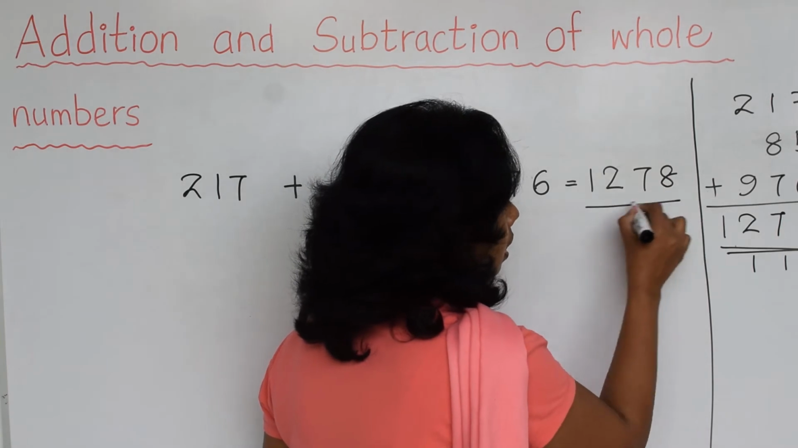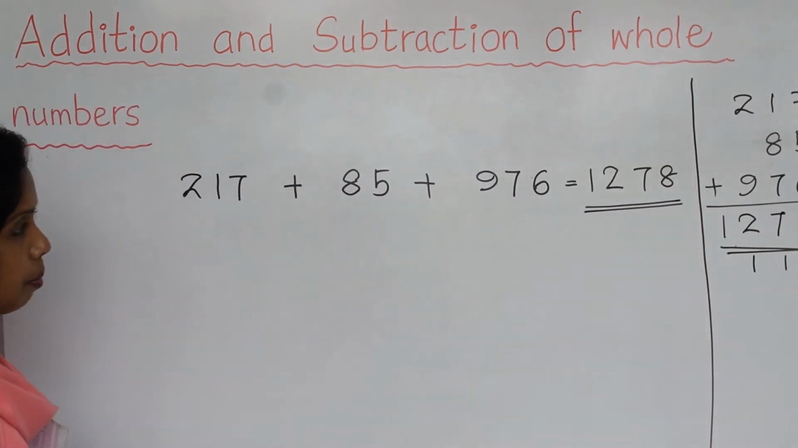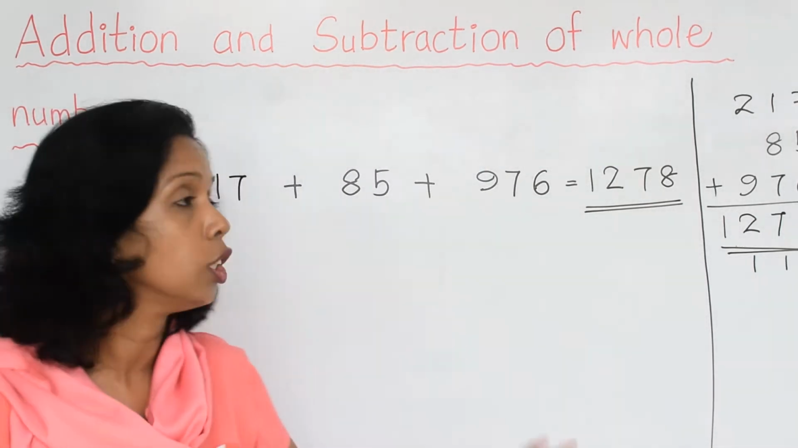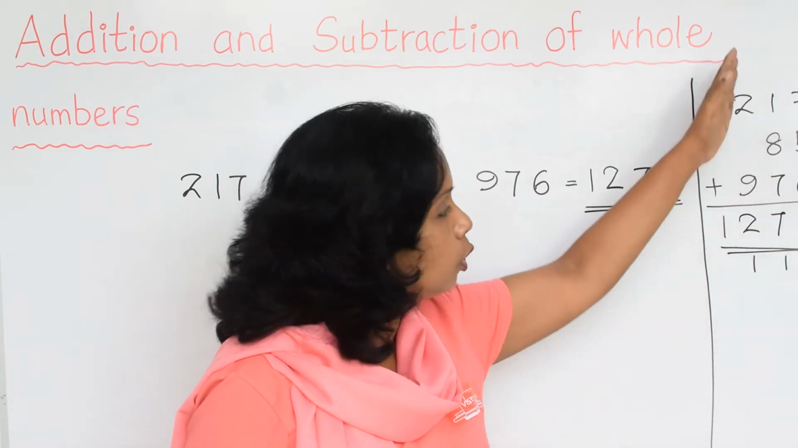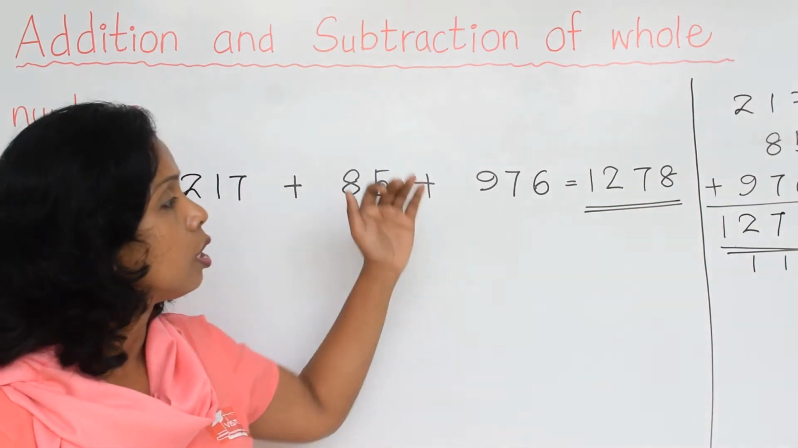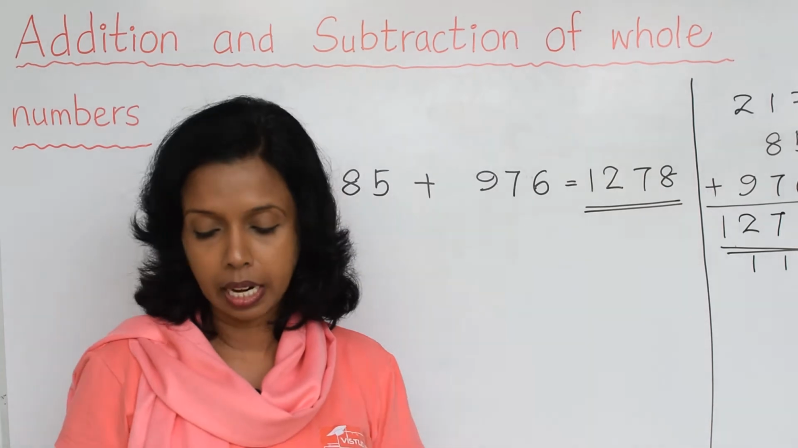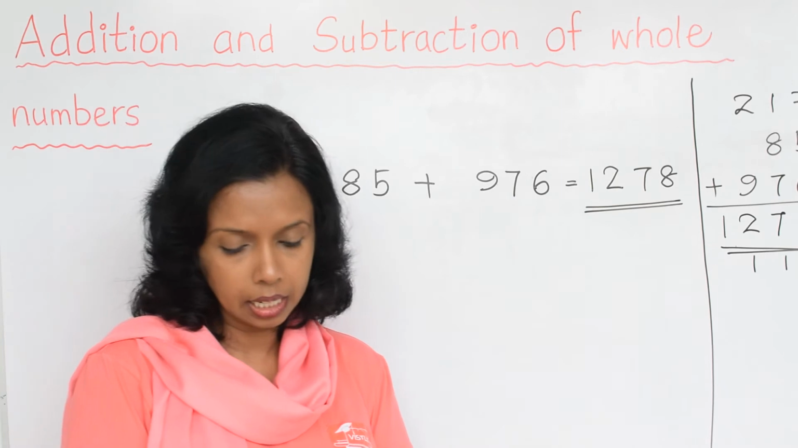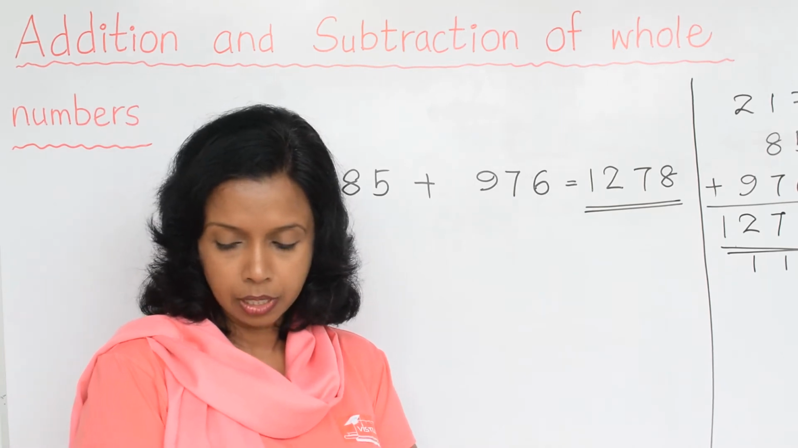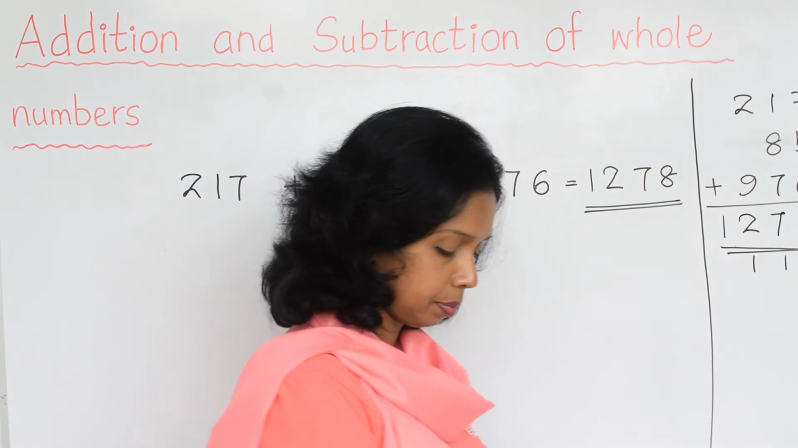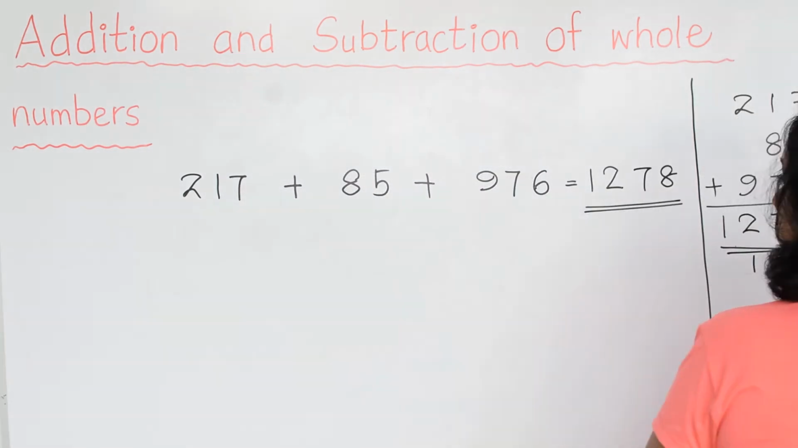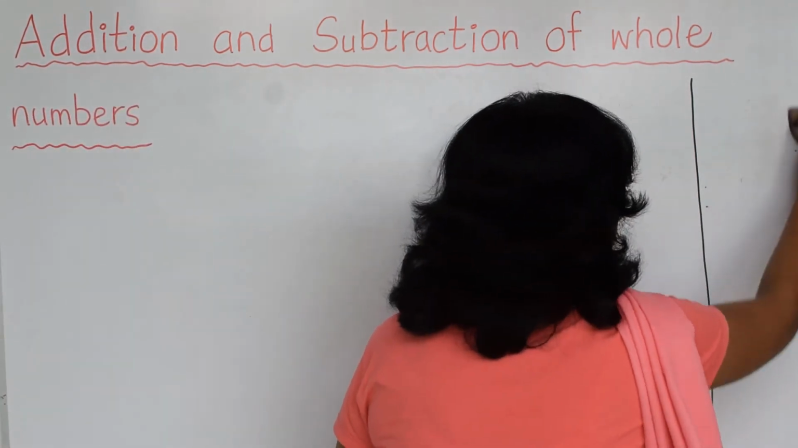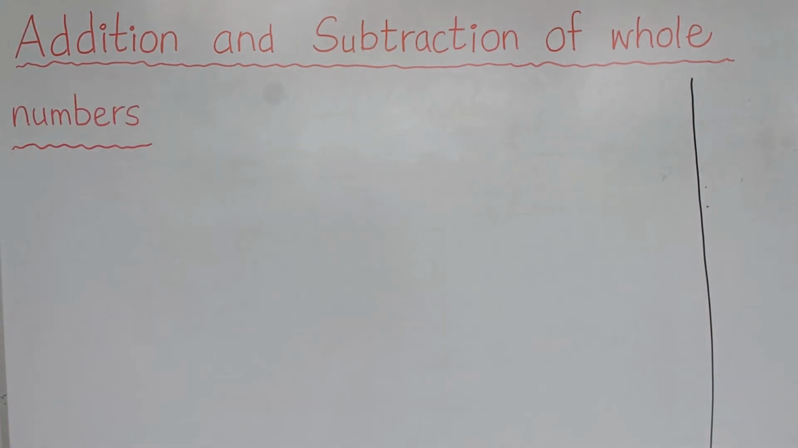1278. So this is how you want to show the answer, because it's a line of numbers. But how do you do the calculation? You move to the working column and you show the working. It is 1278, right? So that is how you want to do addition. Then yeah, we'll do another example. Another one example we'll do.